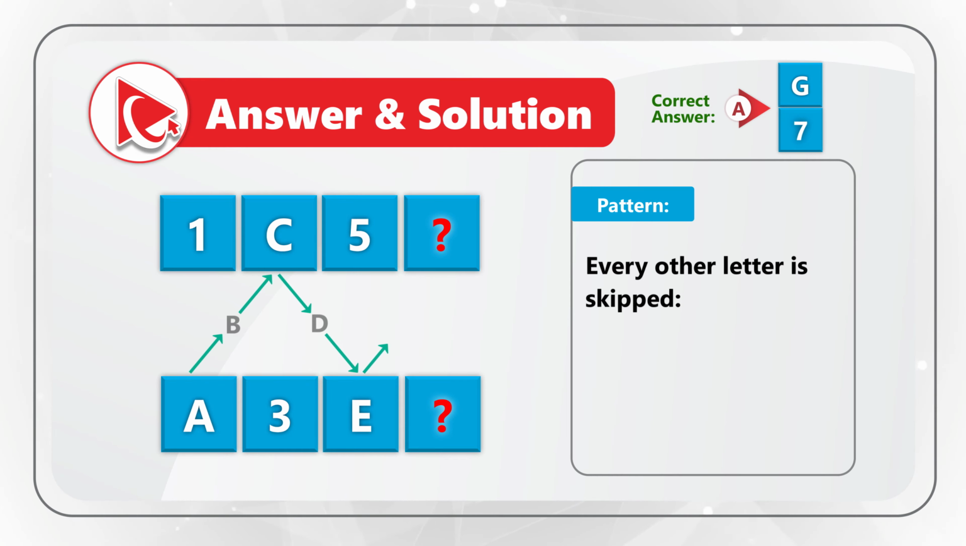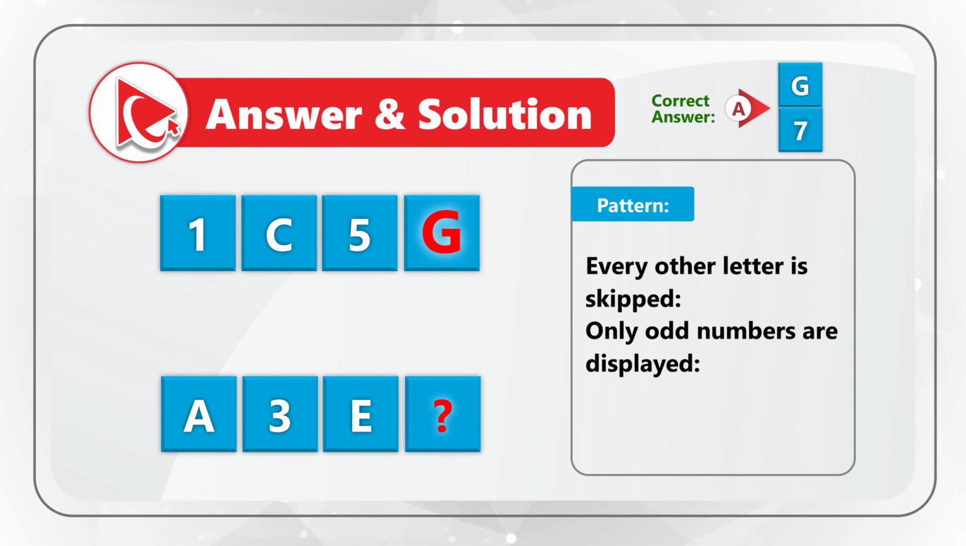Which means that the letter F will be skipped and we will see the letter G. Same is true for the numbers, because only odd numbers are displayed. We see numbers 1, 3, and 5. Numbers 2, 4, and 6 are skipped, which means that the missing number is 7. This is why I believe the correct choice here is choice A, G7.